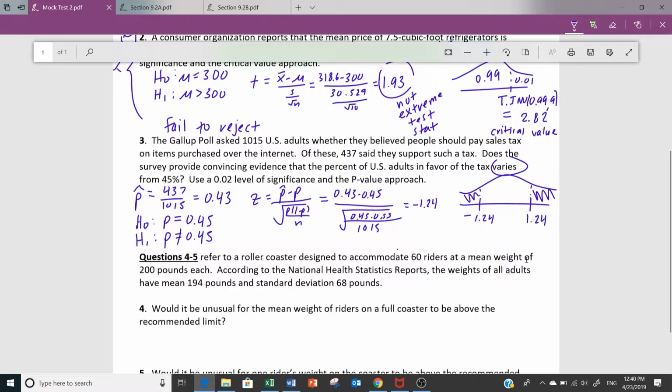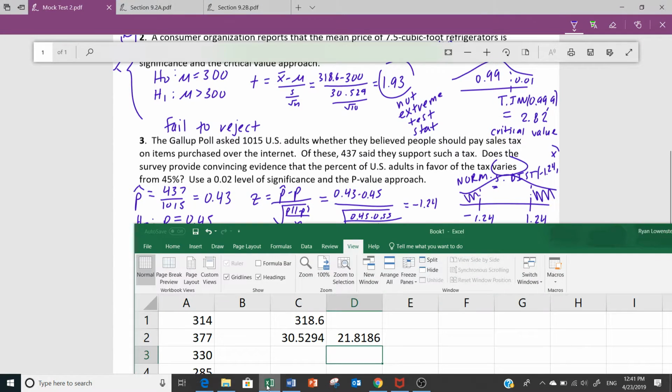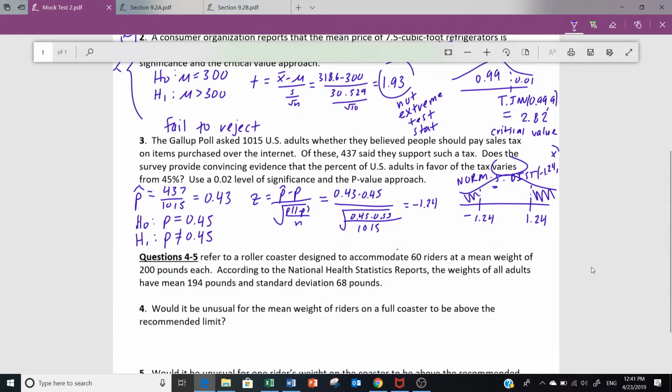So we're going to calculate the p-value now. I'm going to do norm.s.dist of what value? Negative 1.24, comma true. When you do that, I actually did that already. It's 0.106. So the p-value is 0.106 times 2, or 0.213.